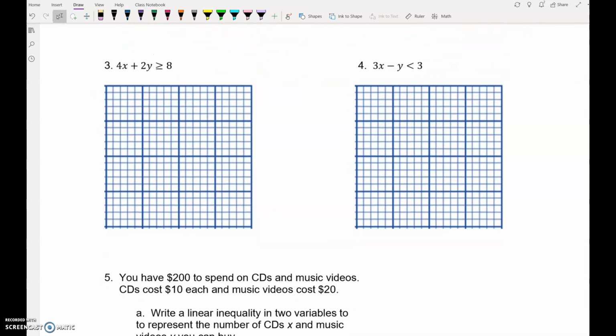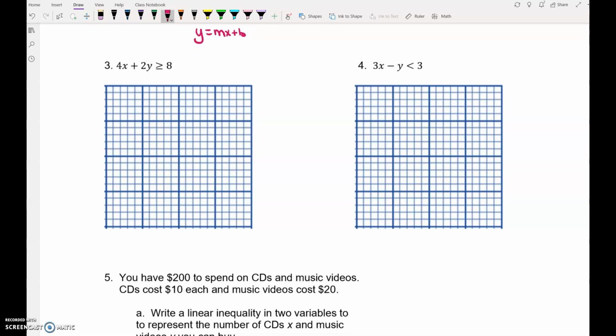Okay. We could technically graph this next one using standard form graphing. We could cover up the y and figure out that the x-intercept is 2, cover up the x, figure out that the y-intercept is 4, connect the dots. But for shading, it's really easier if we get it to look like y equals mx plus b.